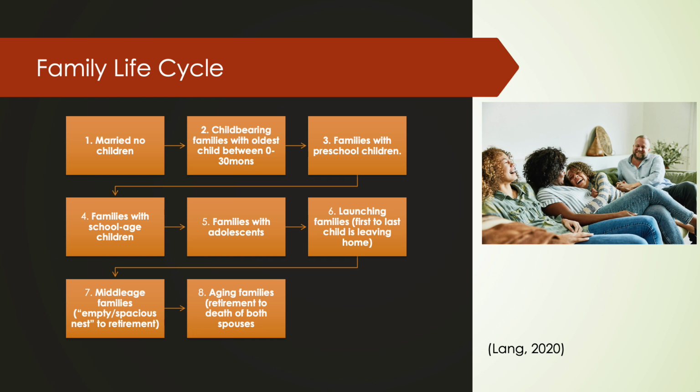The sixth stage includes launching families. First to last child is leaving the home, navigating adult-to-adult relationships with children, resolving midlife crises, and caring for aging family members. The seventh stage is middle-aged families, empty nests to retirement ages, adjusting to being a couple without children living at home, caring for aging family members. And the final stage is aging families, retirement to death of both spouses. In this stage, we're learning new roles related to retirement, becoming grandparents, losing a partner, and health-related changes.